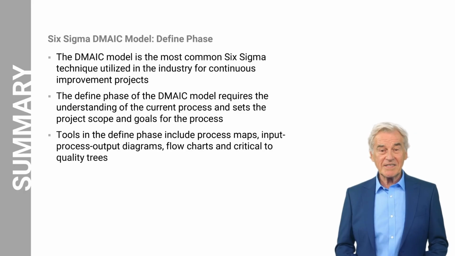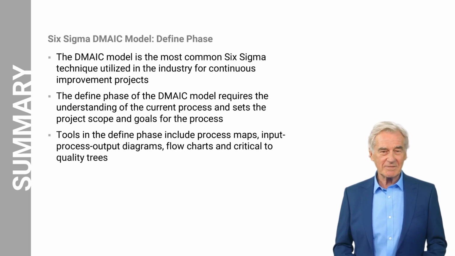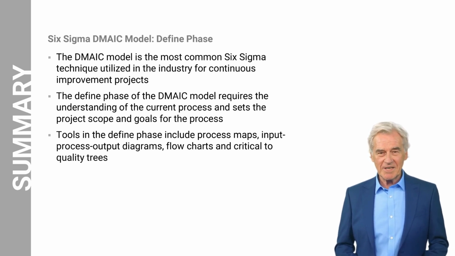In summary, the DMAIC model is the most common Six Sigma technique utilized in industry for continuous improvement projects. The define phase of the DMAIC model requires the understanding of the current process and sets the project scope and goals for the process. Tools in the define phase include process maps, input-process-output diagrams, flowcharts, and critical to quality trees.